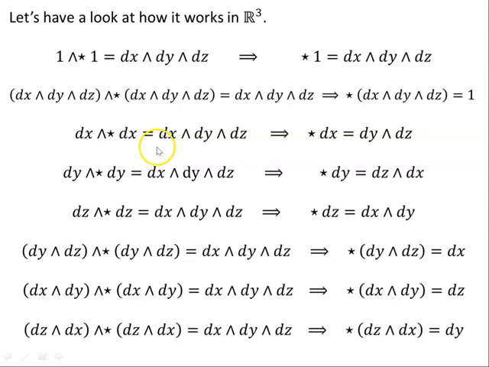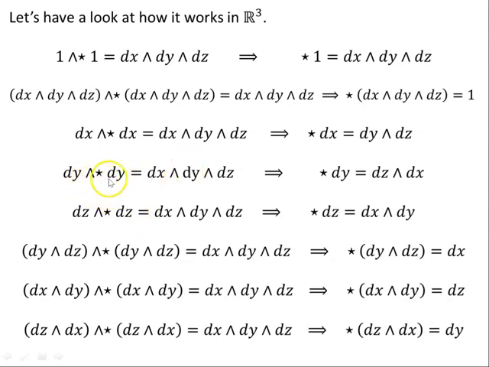dx wedge star dx equal to the volume form. Star dx implies dy wedge dz. If you notice here, if I replace Hodge star dx with dy wedge dz, then dx wedge dy wedge dz perfectly agrees with the volume form. Okay, that's how they work. Always put the volume form on the right here, and you'll be able to work out what the Hodge star is. That's the point of these examples here.